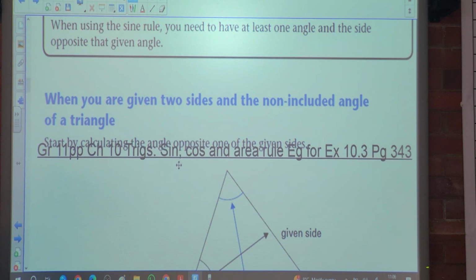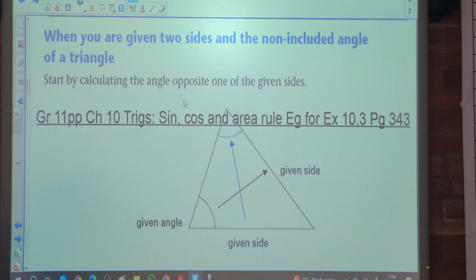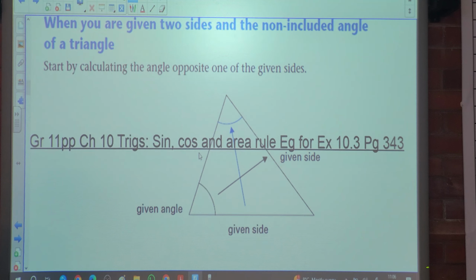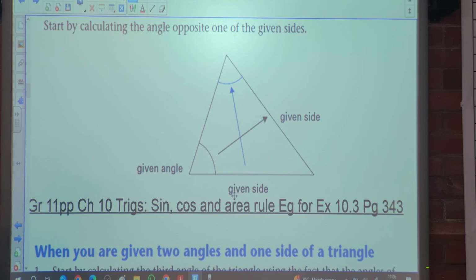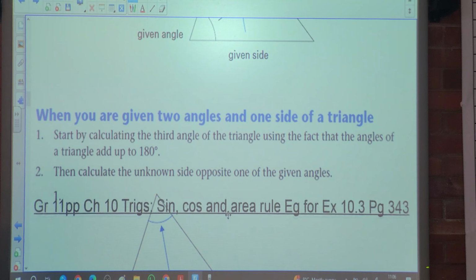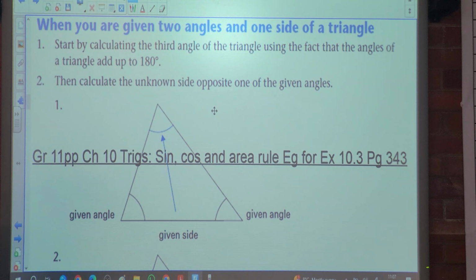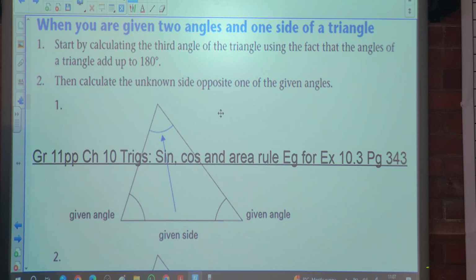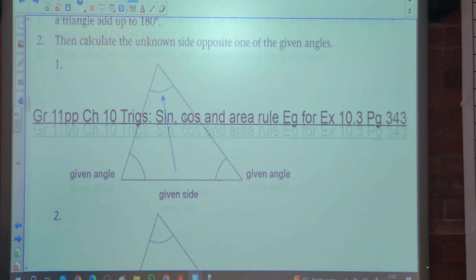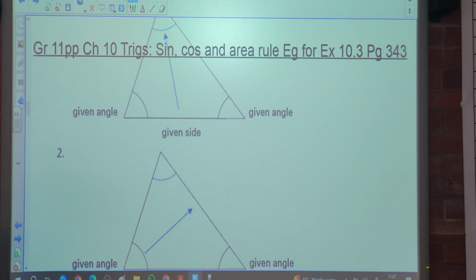Right. Then, when you are given two sides and a non-included angle of a triangle, start by calculating the angle opposite one of the given sides. And when you are given two angles and one side of the triangle, start by calculating the third angle by using the sum of angles in a triangle. If you got two angles, you can work the third one out using the sum of angles, then calculate the unknown side opposite one of the given angles.